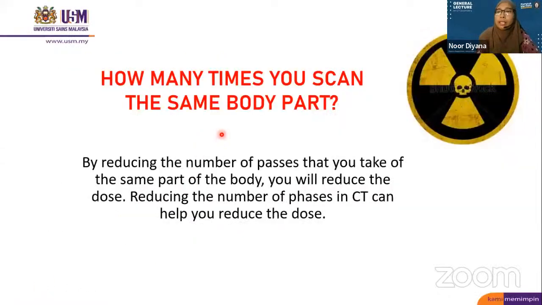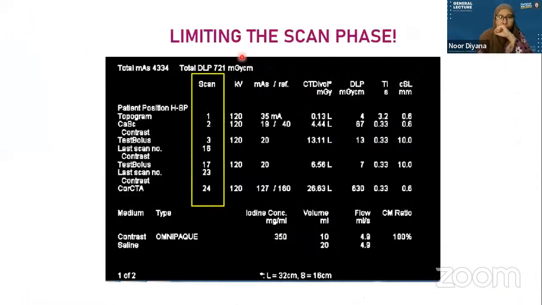And then the number of scans is also important, because by reducing the number of phases, you actually can reduce the CT dose to the patient. This is important, especially for contrast studies. So you have to limit the number of scans, because it will affect your total DLP and also CTDI volume.